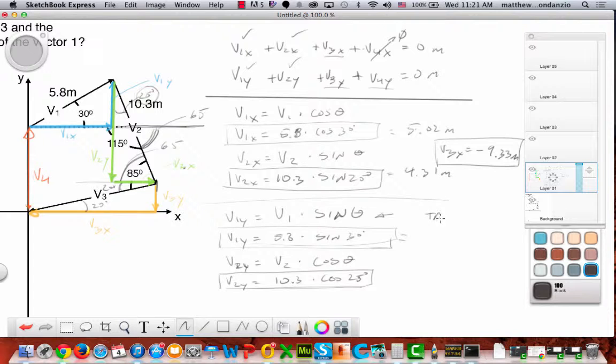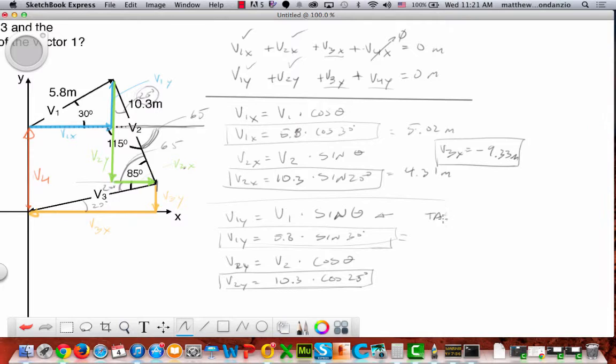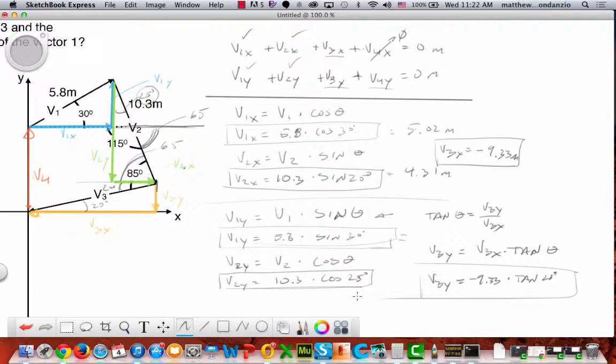Beautiful. So the tangent of theta is equal to my V3y over V3x. So V3y is equal to V3x times the tan of theta. And now I know both of those numbers. V3y is going to equal negative 9.33 meters times my tangent of 20 degrees, and I'll get that number. Does that make sense? Okay.